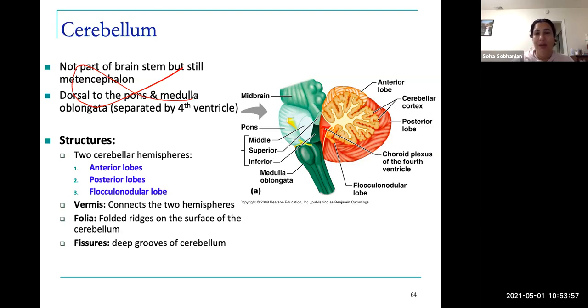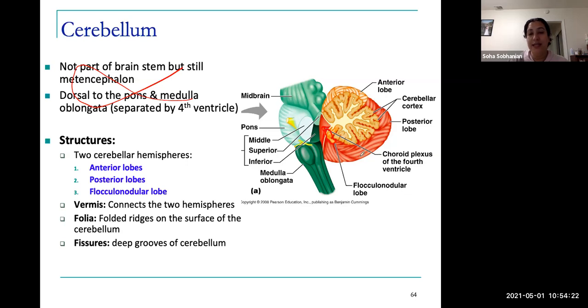So cerebellum, like cerebrum, has its own lobes. The lobes are labeled. You have the light orange color up here called the anterior lobe, the bigger lobe on the bottom called the posterior lobe, and then you have this little lobe right here called the flocculonodular lobe.